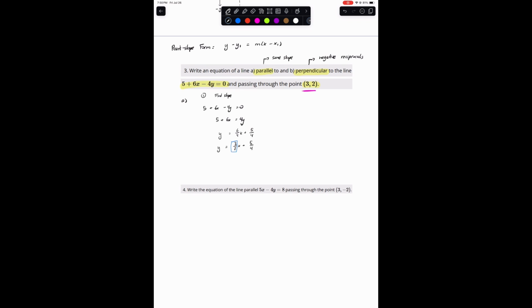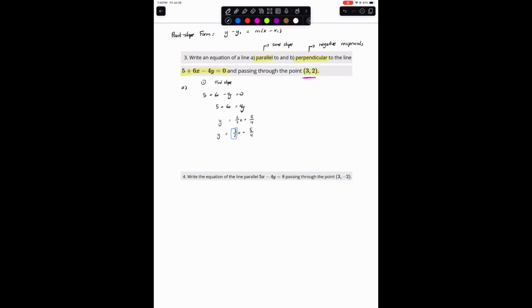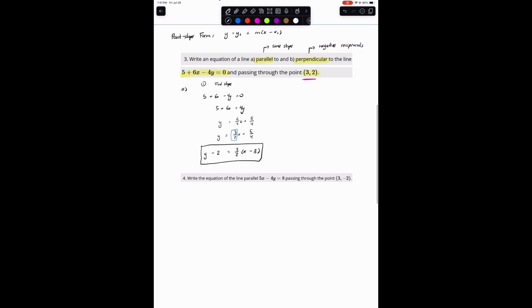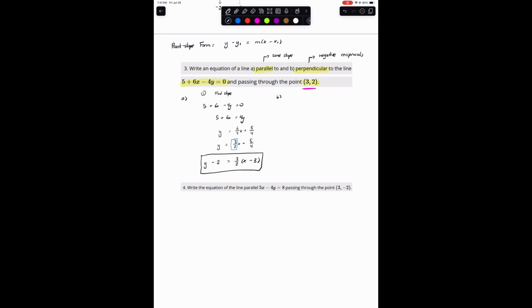Okay, so with that being said, our equation becomes y minus 2, right, equals 3/2 x minus 3. And that is our first answer. Sorry for the pauses, I'm just making sure that this is correct. Okay. And now for the second part, right, for part B, we need to, sorry. Now we're going to find a slope, but we're going to use negative reciprocals instead.